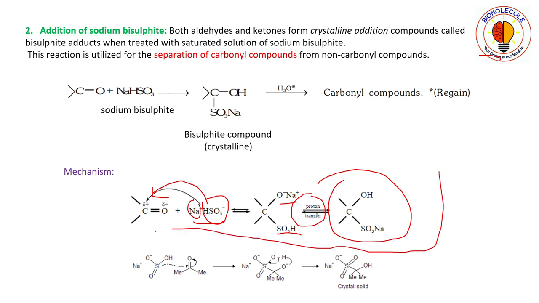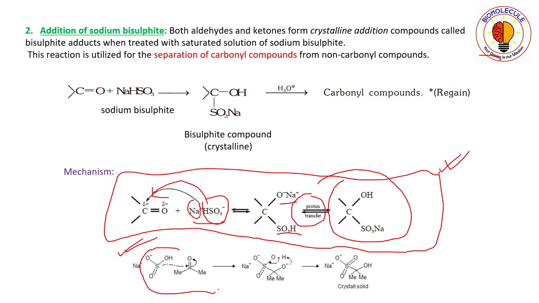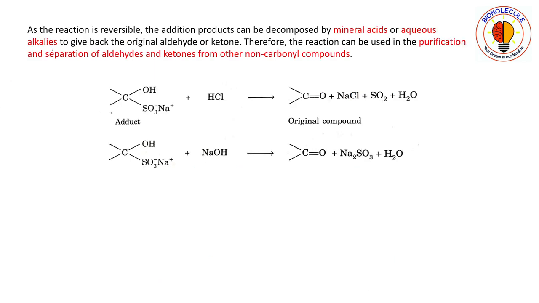This mechanism is in your books, so you will be following this one. I am using this mechanism just to show how the attack is going on. Okay, this attack from the sulfur to carbonyl oxygen. Now as the reaction is reversible, the addition products can be decomposed by mineral acids or aqueous alkalis.